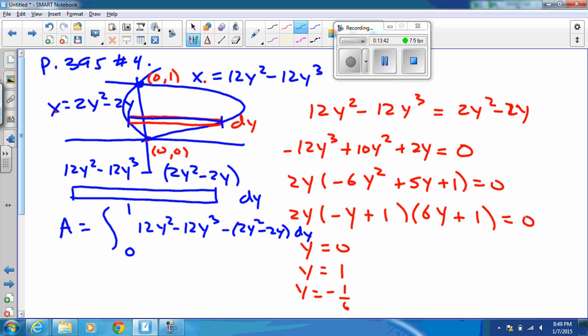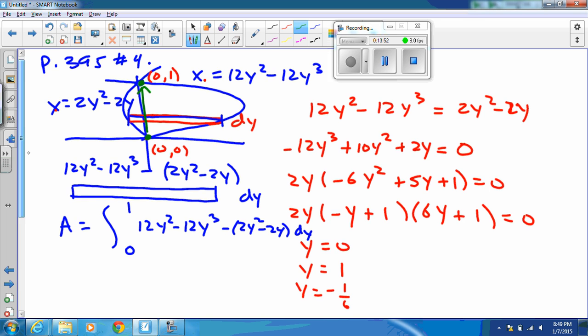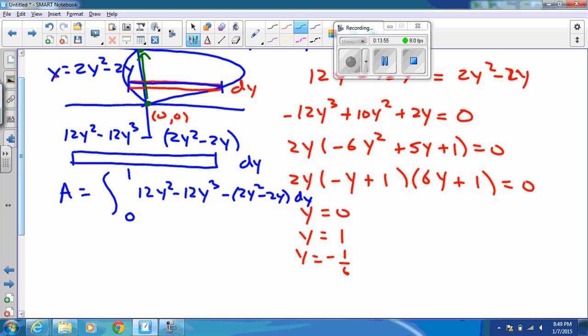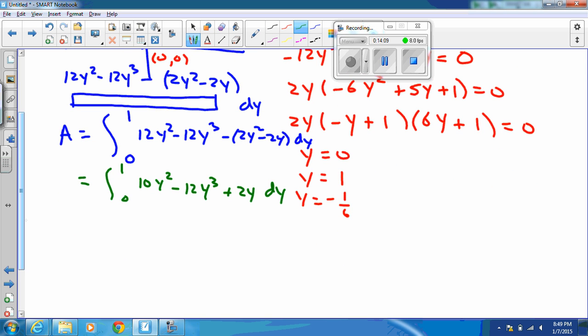Please notice that we used y values in setting up our integral as we are integrating in this direction. We're integrating upwards from 0 to 1. We're adding up rectangles of various lengths. Well, now this is a simple polynomial. And so to simplify this, we have the integral of 10y squared minus 12y cubed plus 2y dy.